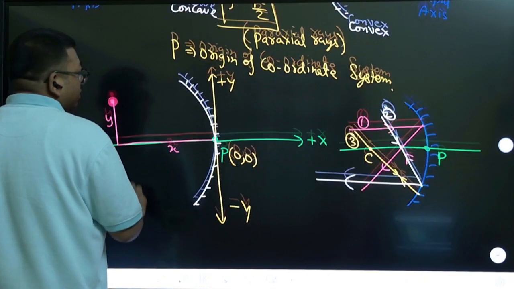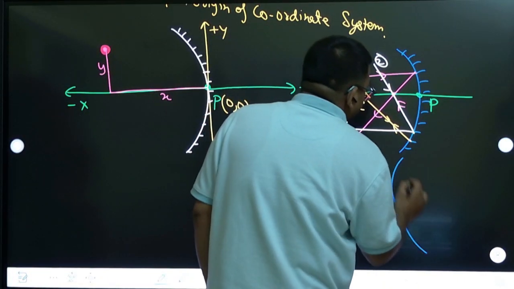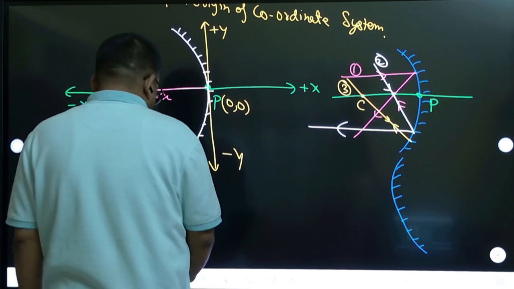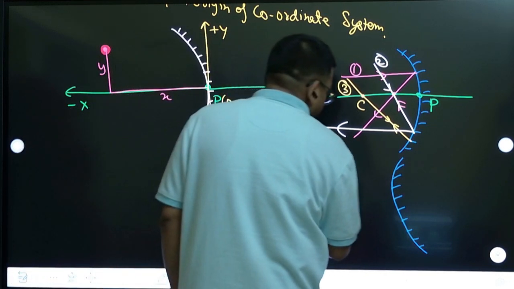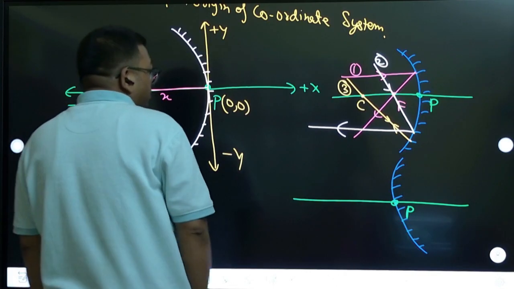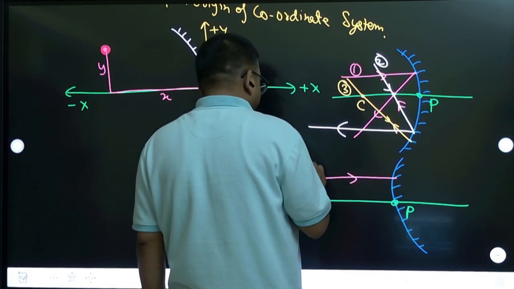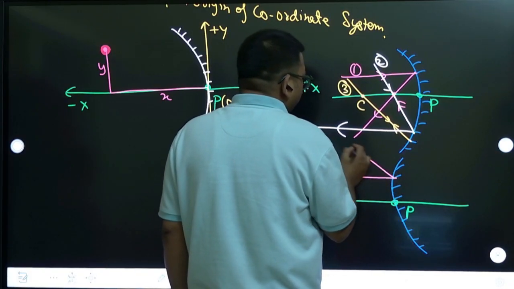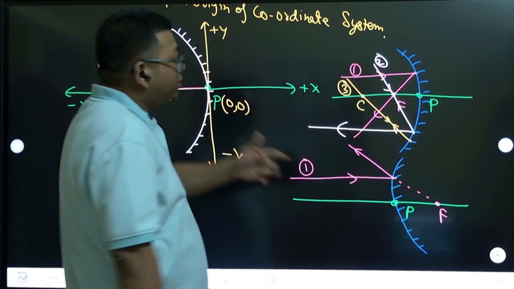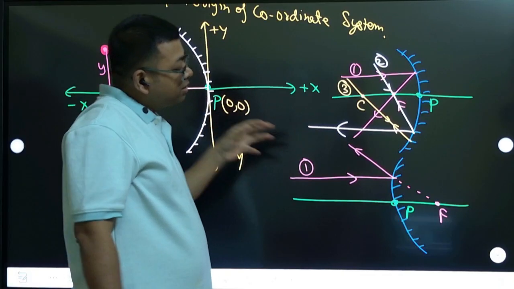Suppose this is a convex mirror. The same three rules can also be applied. Suppose this is the principal axis passing through the pole. For rule number one, a ray parallel to the principal axis will of course diverge here, but it will look like it is coming from the focus, because it is a virtual focus inside. Here it was actually passing through the focus; here it will look like it is coming from the focus.